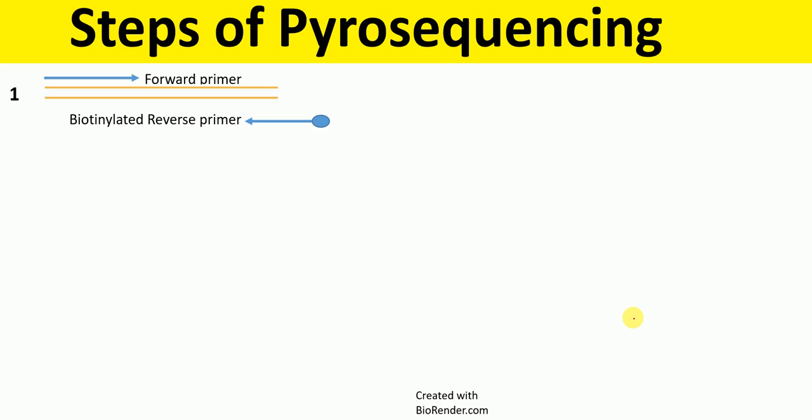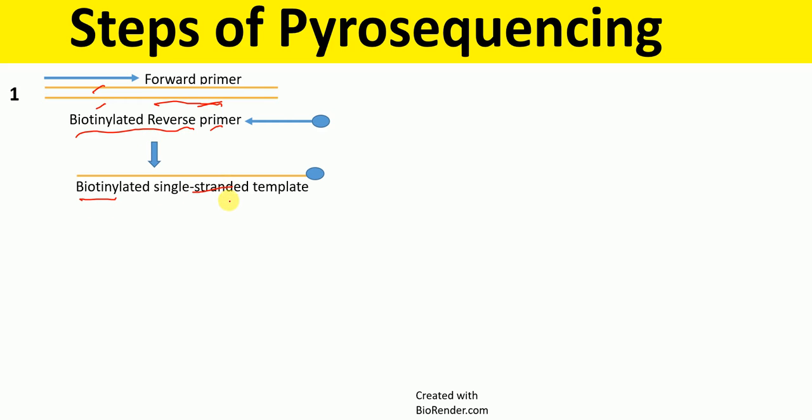In the first step, the segment of the DNA is amplified. The strand to serve as the template for the pyrosequencing method is biotinylated, because we use biotinylated reverse primer here. And then we do the denaturation, and after the denaturation, biotinylated single-stranded PCR amplicon is isolated. And after the isolation of biotinylated single-stranded PCR amplicon, we hybridize with the sequencing primer.